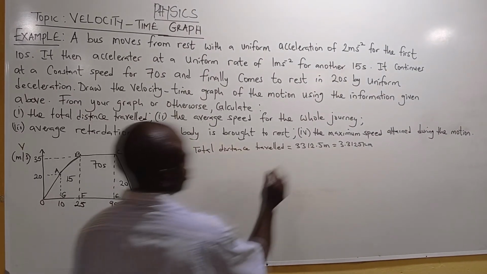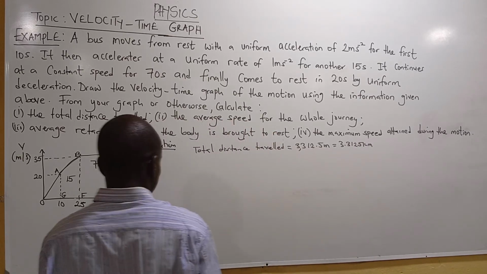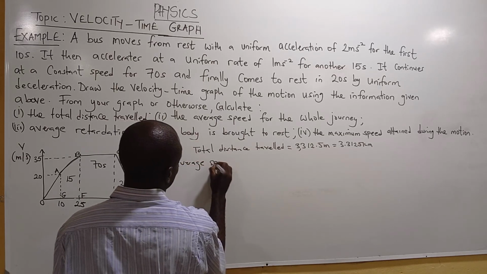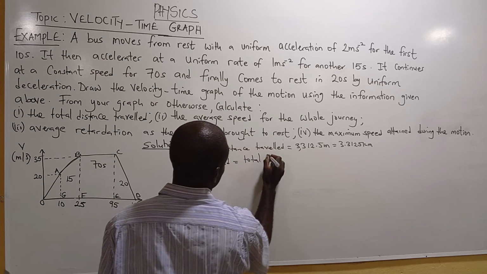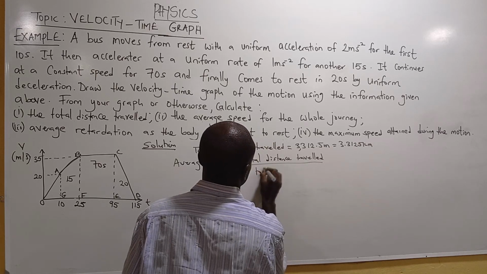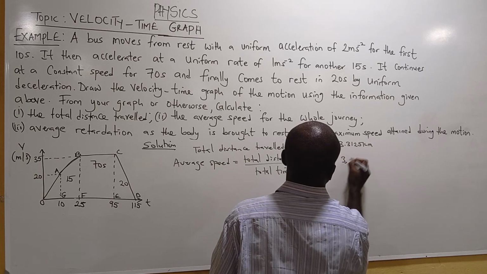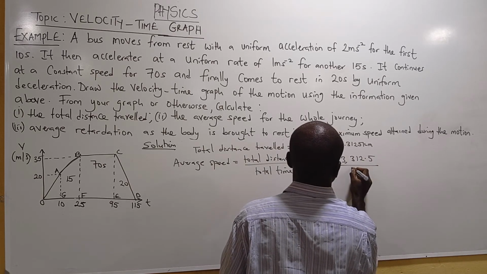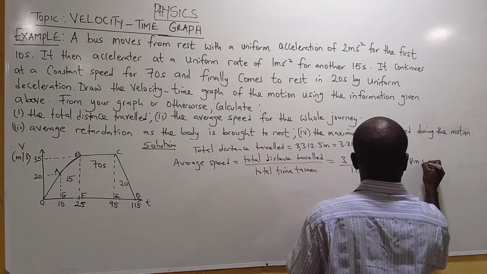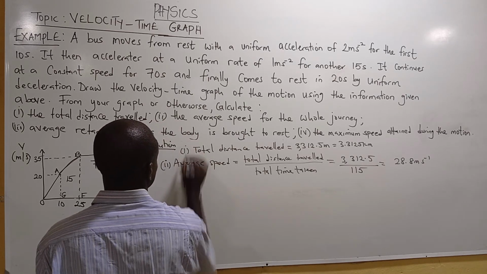Okay, now the total distance traveled is 3,312.5 meters. Divided by 1,000, you change it to kilometers. Now you have to look for the average speed. Average speed equals total distance traveled divided by total time taken. Total distance traveled is 3,312.5 divided by 115. When you divide it, you have 28.8 meters per second.